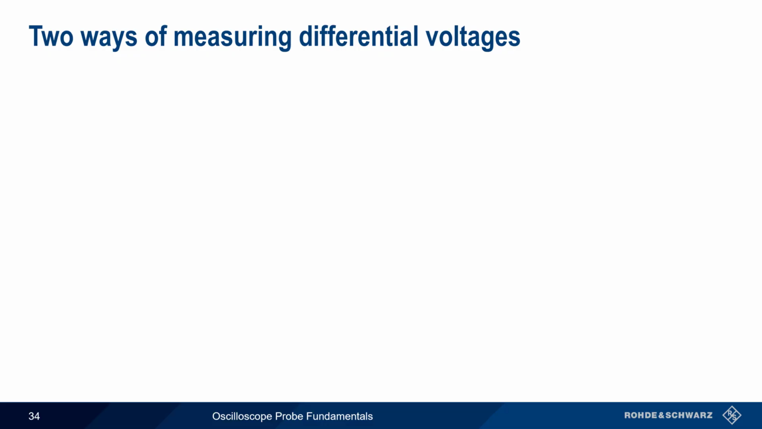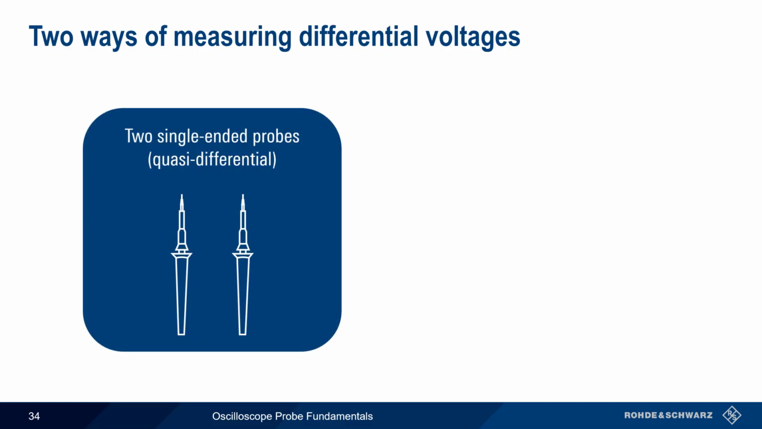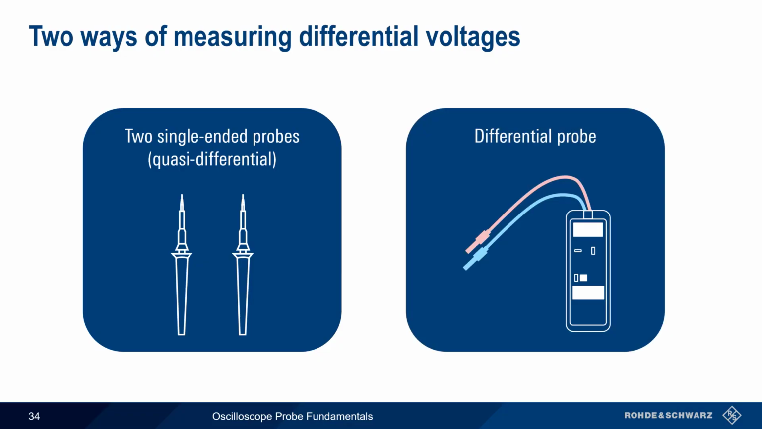There are 2 ways to measure differential voltages. The first is using a pair of single-ended probes. This is often referred to as the quasi-differential approach. The second method is using special differential probes that are specifically designed to make differential measurements. Let's start by looking at the quasi-differential method.